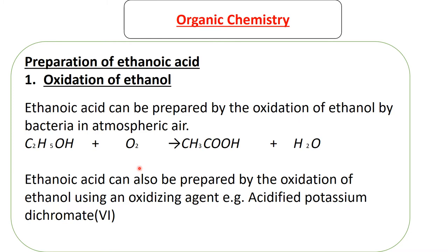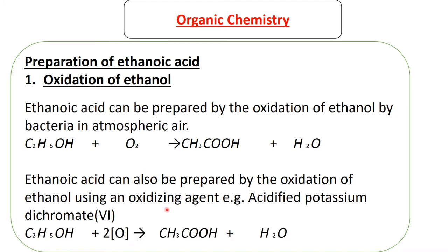Then in case we don't have bacteria, ethanoic acid can also be prepared by the oxidation of ethanol using oxidizing agents such as acidified potassium dichromate or potassium permanganate. These oxidizing agents bring in oxygen, which is going to react with ethanol and then change it to the acid. So again, the same equation, nothing new. It's just that here we emphasize the fact that the oxygen has been provided by the oxidizing agent.